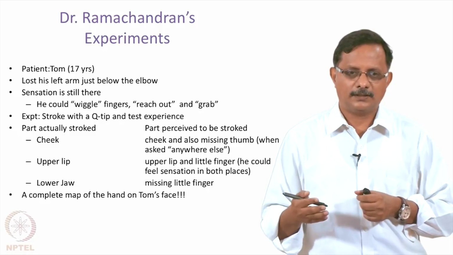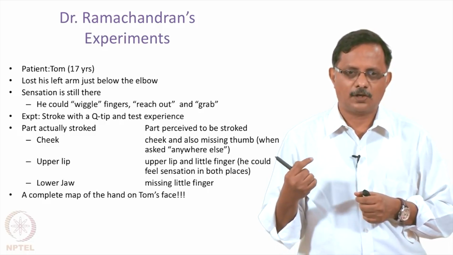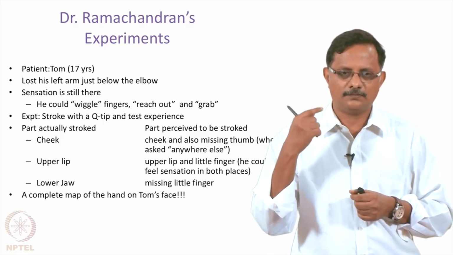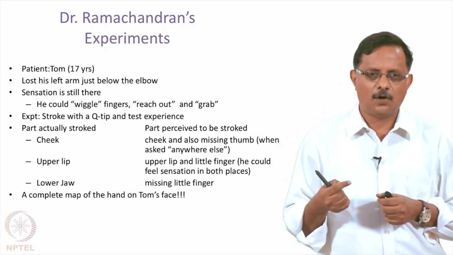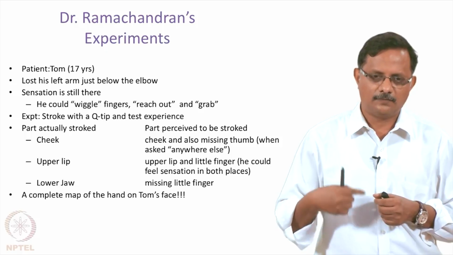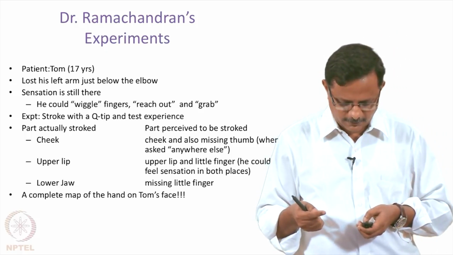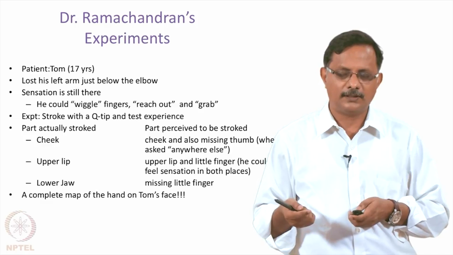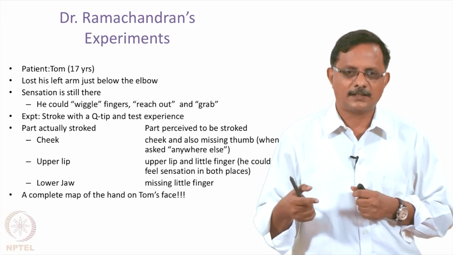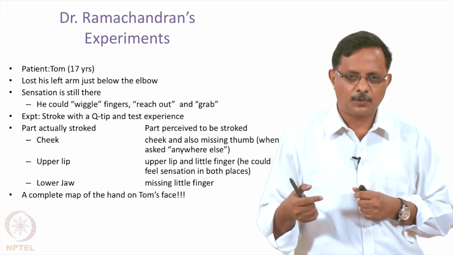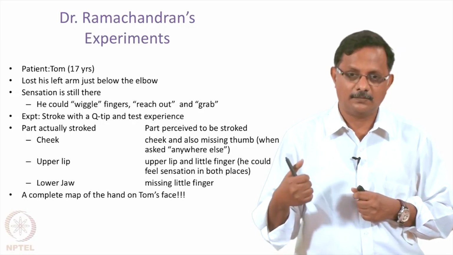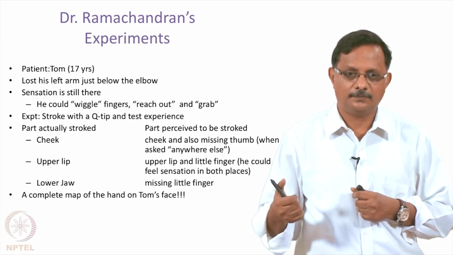So the experiment goes like this. The doctor has taken a cotton swab, a Q-tip, and touched various points on the body surface of Tom, and asked him to report which part of his body is being touched. While the experiment is going on, the patient was actually blindfolded. When the patient's cheek was touched, and he was asked which part is being touched, the patient reported that the cheek was being touched, and also the missing thumb of the phantom limb.